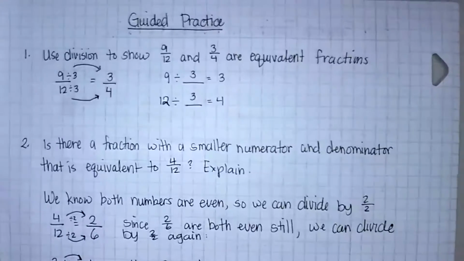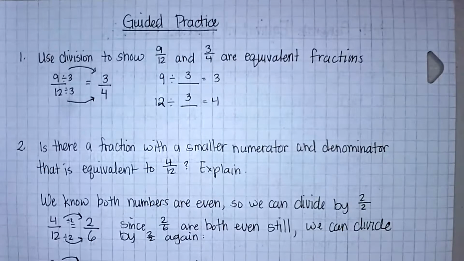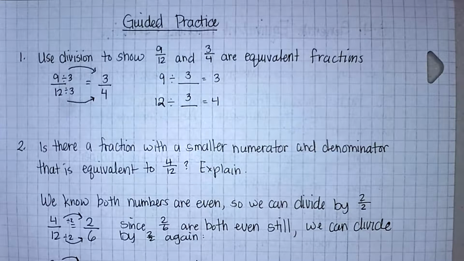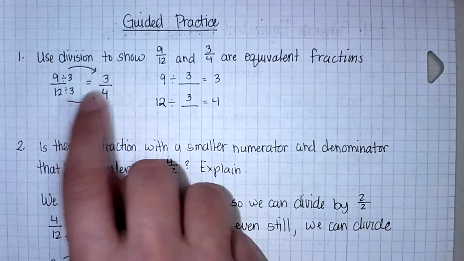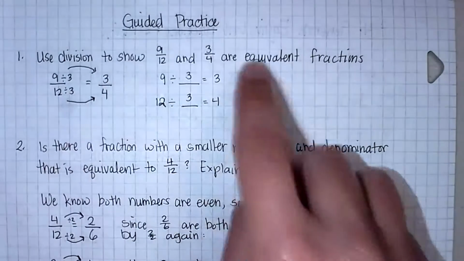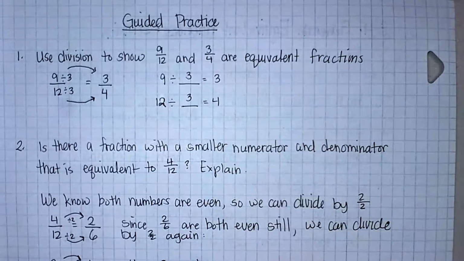Let's take a look at your guided practice for this lesson. For number 1, it says use division to show 9 over 12 and 3 over 4 are equivalent fractions. So I need to stop and think, how can I get from 9/12 to 3/4? So to get from 9 to 3, I know I need to do 9 divided by 3, which equals 3. So if I did that to the top, I need to be able to do it to the bottom. I need to do 12 divided by 3. 12 divided by 3 is 4. So 9 over 12 is equal to 3/4. I did the math, I checked to make sure that it worked, and then I applied it.